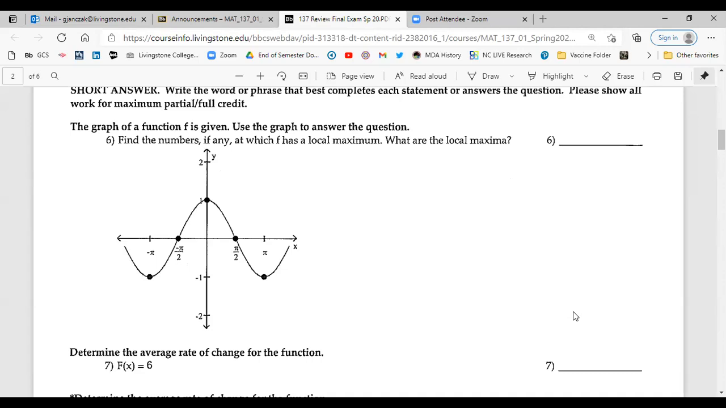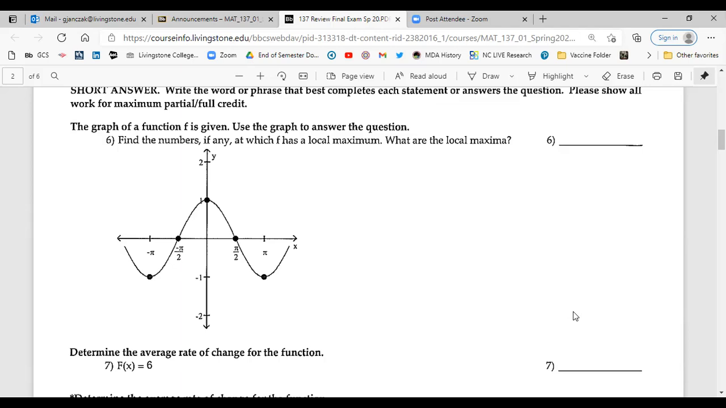Number 6. Find the numbers, if any, at which f has a local maximum. What are the local maxima? So maxima is the plural for maximum. Okay, that's why they use different words. So we're looking for the local maximum, and they put maxima, but it could be only one, or it could be more than one.